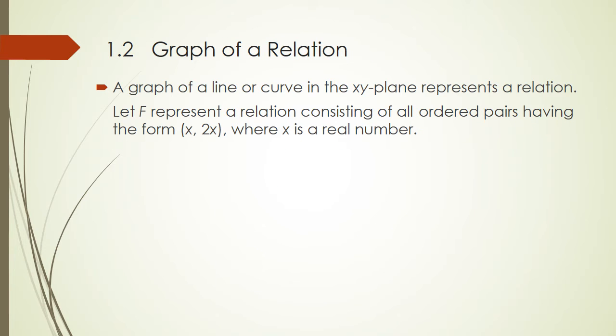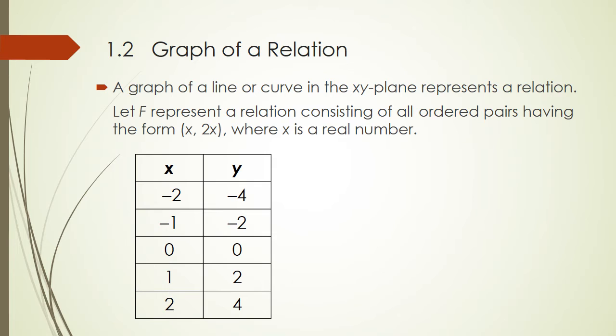Okay, a graph of a line or curve in the xy plane represents a relation. So let f represent a relation consisting of all ordered pairs having the form (x, 2x), where x is a real number. In other words, whatever number you use for x, your y value is going to be 2 times that. Here's a chart showing those values.